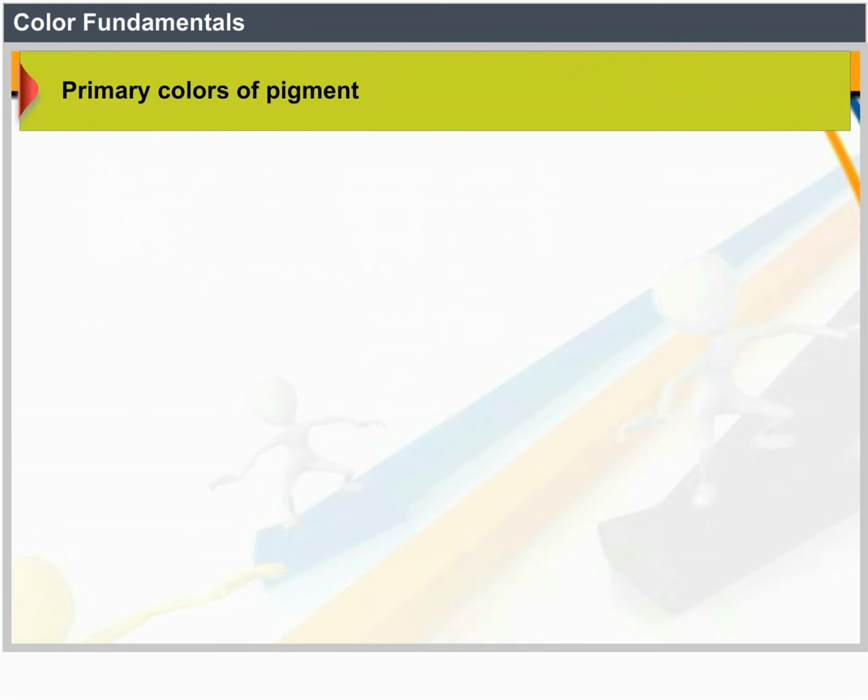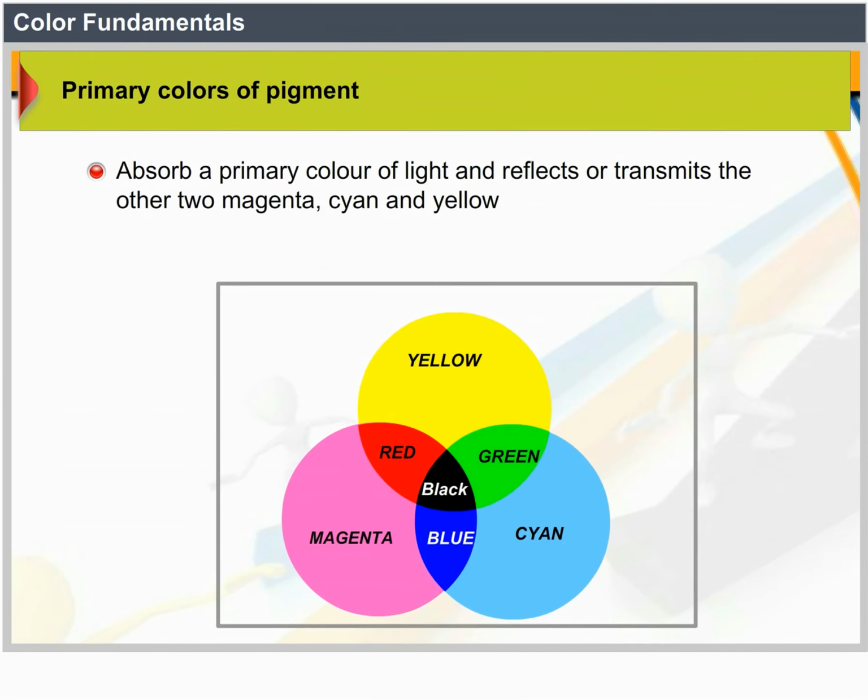Mixing the three primaries in the right intensities produces white light. Primary colors of pigment absorb a primary color of light and reflect or transmit the other two: magenta, cyan, and yellow. This figure shows the primary and secondary colors of light and pigments.